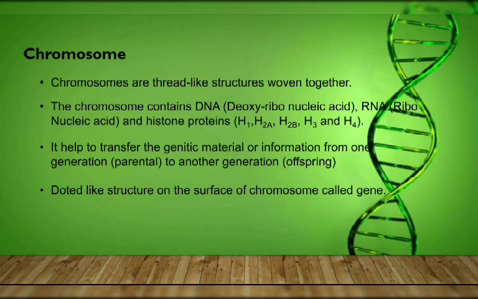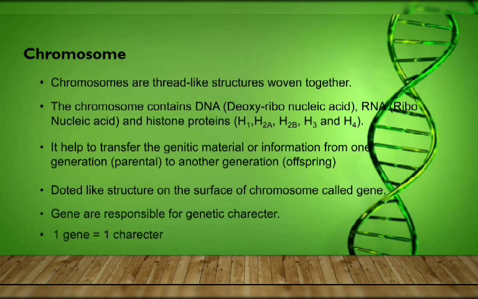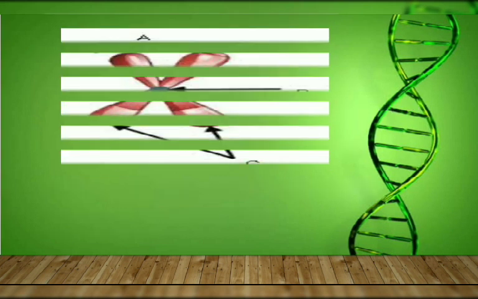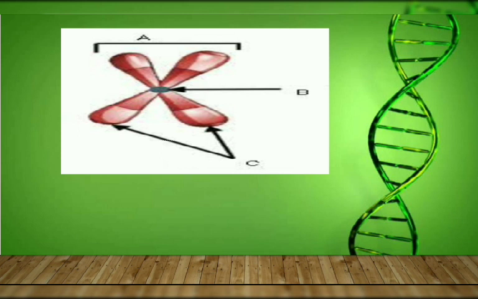The dotted-like structure present on the surface of the chromosome is called a gene. Gene is responsible for a character. One gene is equal to one character. Suppose you have any genetic character, then that character is the responsibility of one gene. This is the structure of the chromosome. The centromere is the place where the two chromatids are bound together. This is the chromatid or chromatid arm.